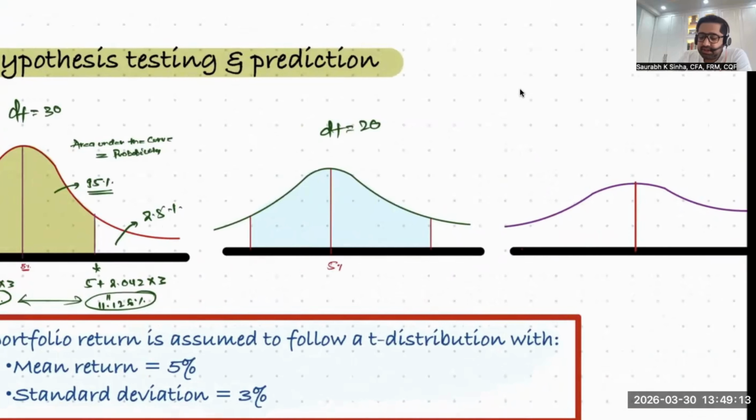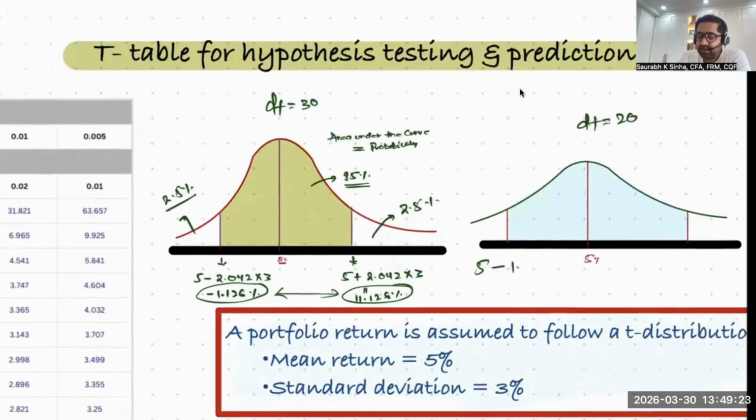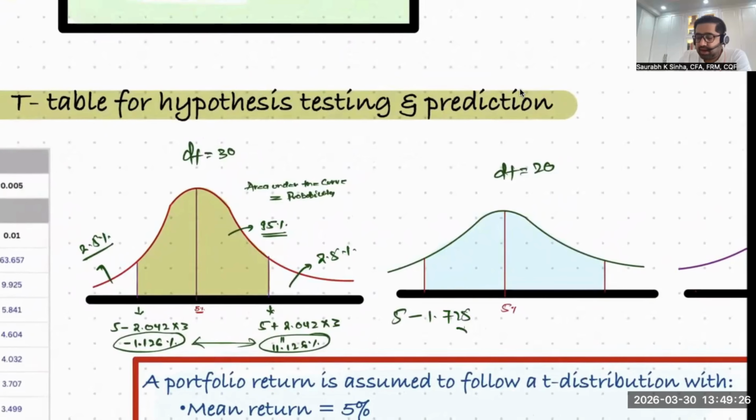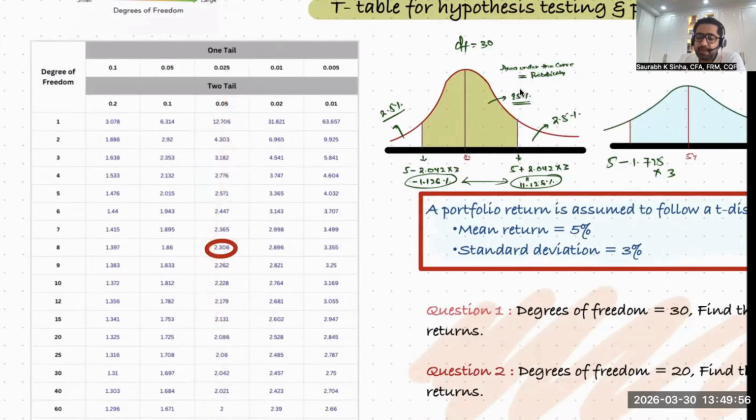So 90%: 5 minus 1.725 into 3, 5 plus 1.725 into 3. And this would be your range at 90% probability. If you would have calculated at 95% probability, this is the column you will refer to, and the degree of freedom has decreased to 20, so you'll refer to 2.086.